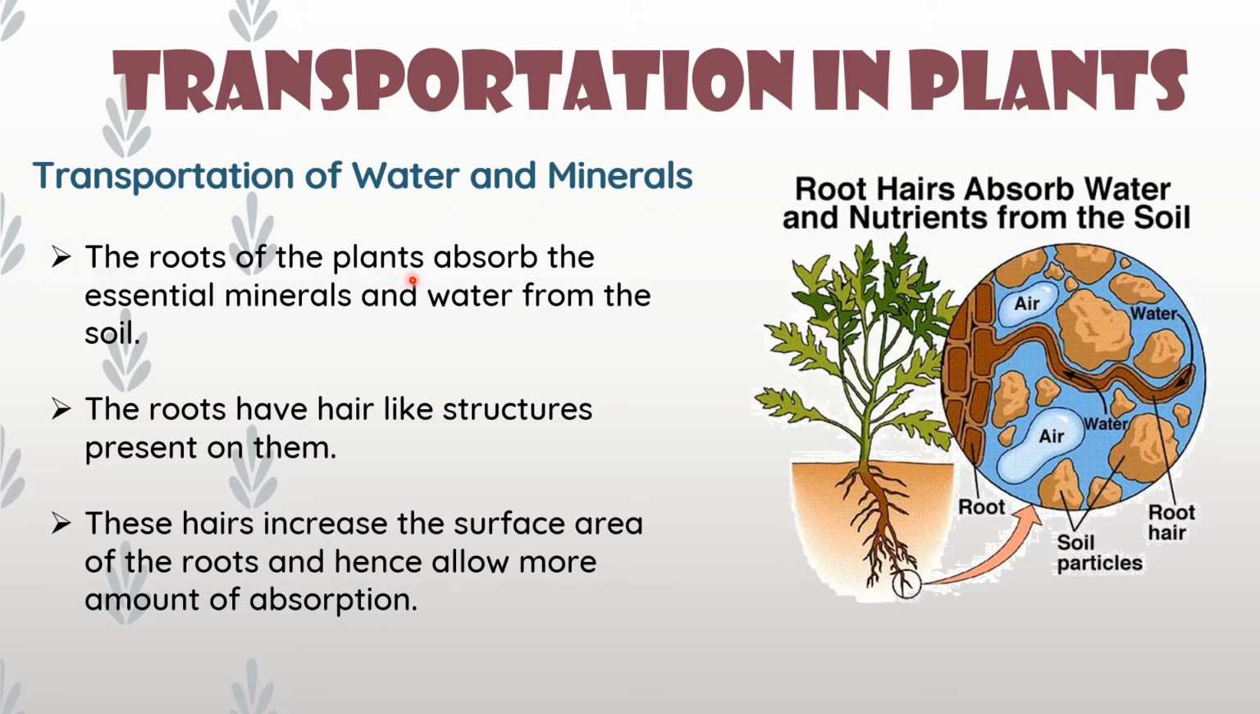The roots of the plants absorb the essential minerals and water from the soil. Here is the plant, and this is the root system of the plant, and the roots absorb water and minerals from the soil. The roots have hair-like structures present on them. This is the enlarged picture of one root, having a root hair, and these hairs increase the surface area of the roots and hence allow more absorption.